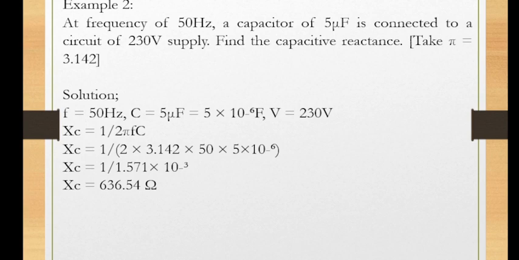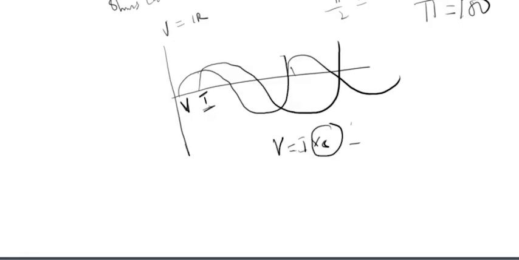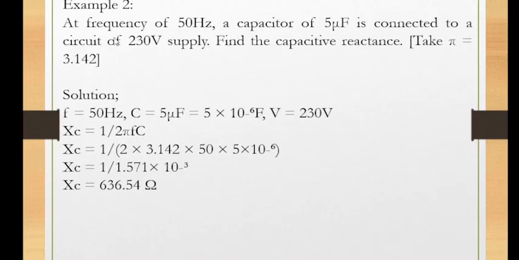Don't forget, our Xc, capacitive reactance, is equal to 1 over 2 pi F, then capital C. This is the capacitance, the total capacitance. Capacitance is the ability of a capacitor. So at frequency 50 Hz, a capacitor of 5 microfarad is connected to a 230 volt supply. Find the capacitive reactance.